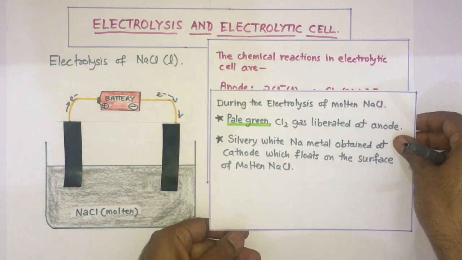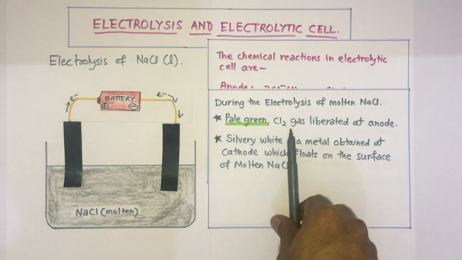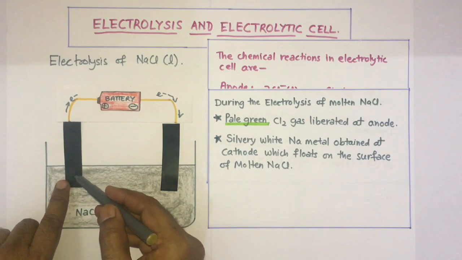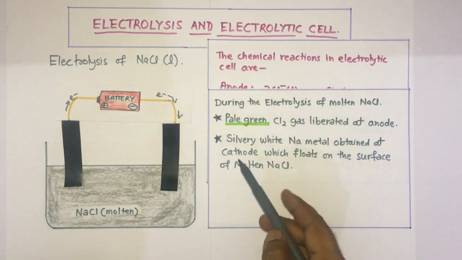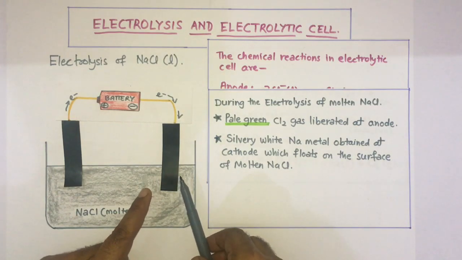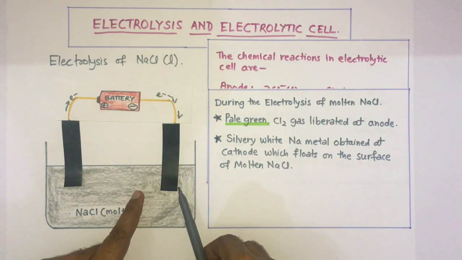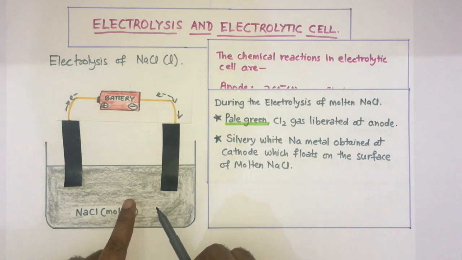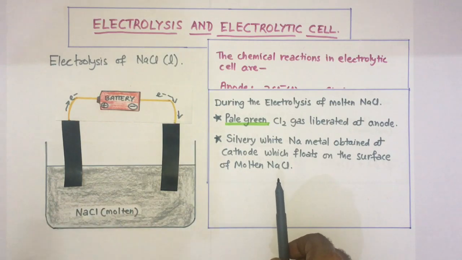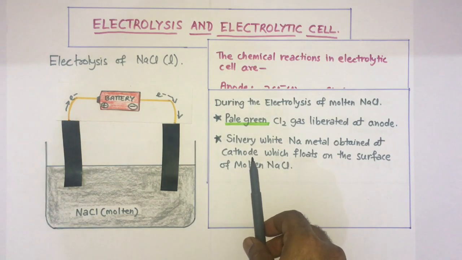Now during the electrolysis, pale green chlorine gas is liberated at the anode. So Cl2 gas will be liberated from this electrode, this is the anode, and silvery white sodium metal is obtained at the cathode. The density of sodium metal is less than the density of sodium chloride, so it floats on the surface of molten NaCl. So this is how the electrolysis of molten sodium chloride takes place.